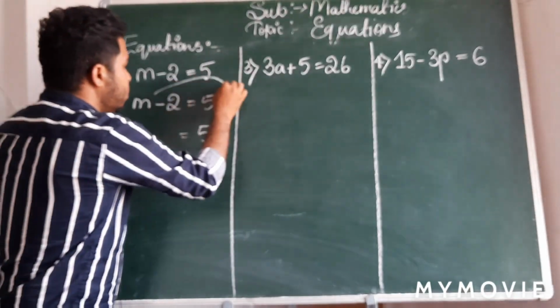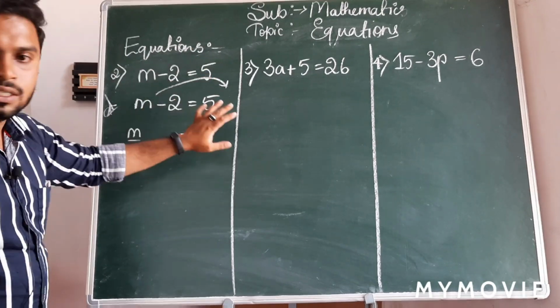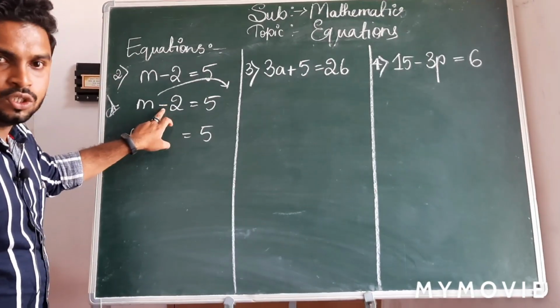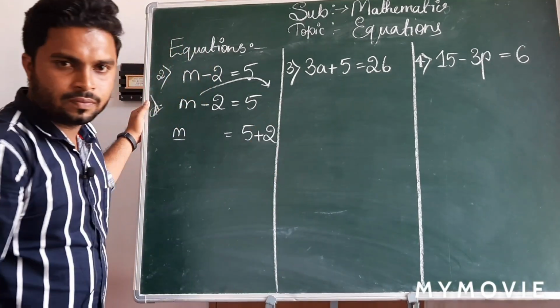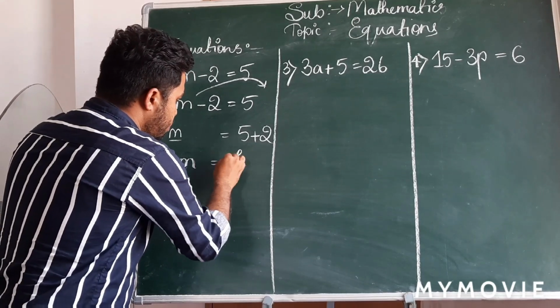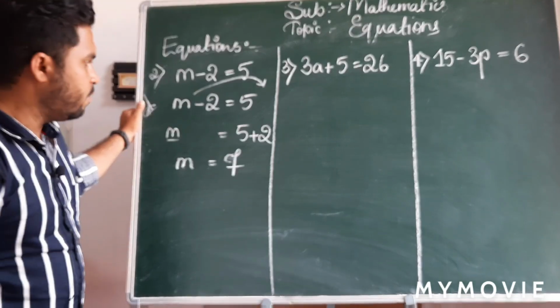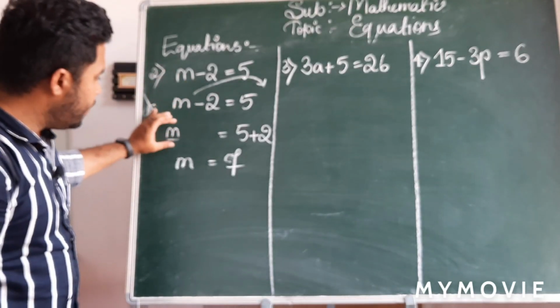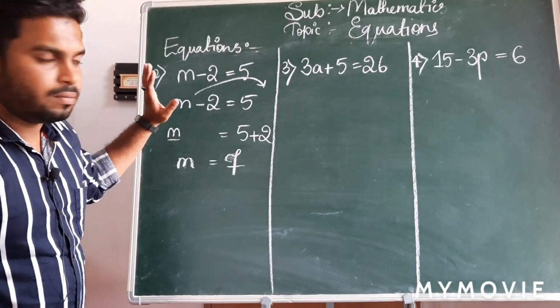What this minus 2, where will it go? It will go to this side. If it goes to that side, what does it do? It becomes minus 2, it becomes plus 2. So m is equal to 5 plus 2, 7. 5 plus 2, 7. Did you understand? We have found out the value of m.